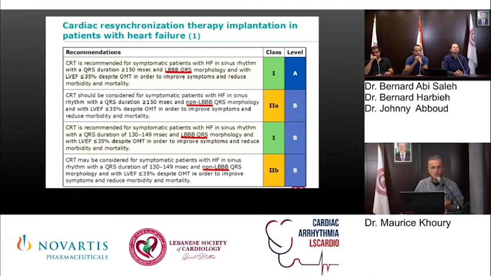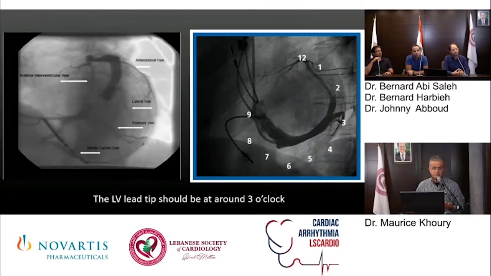If you don't have a left bundle, we know everybody will be asking, what about the right bundle? We said the problem is the delay in the left ventricle, and the right bundle will not cause a delay. But if you have an intraventricular conduction delay, a right bundle with a left anterior hemiblock and all this, we can consider them as a 2AB recommendation if the QRS is more than 150. So the duration of the QRS is really important. 130 to 149 can be considered in some patients who are really resistant to medical therapy. So what will be your approach? Your approach is you are trying to reach the posterior lateral wall.